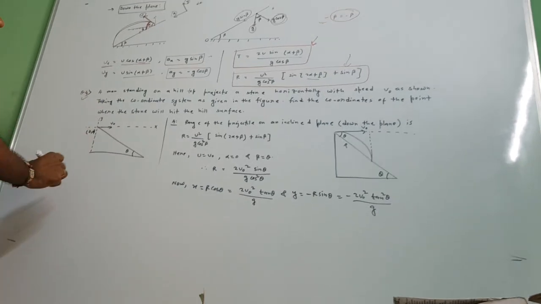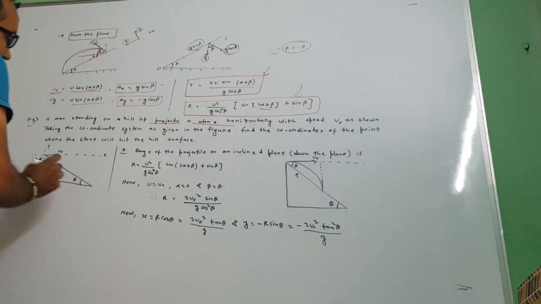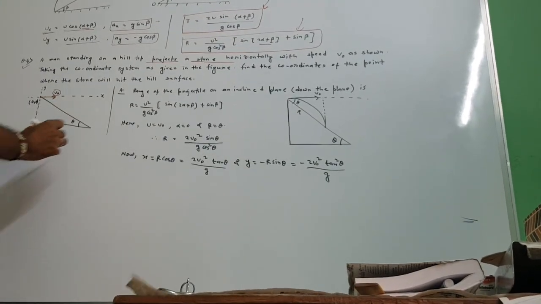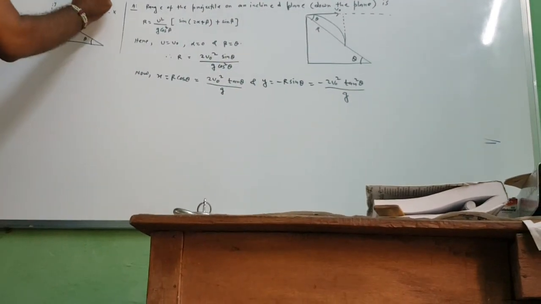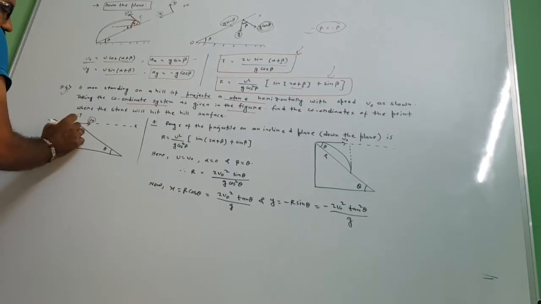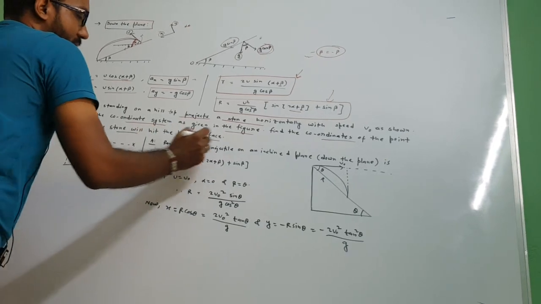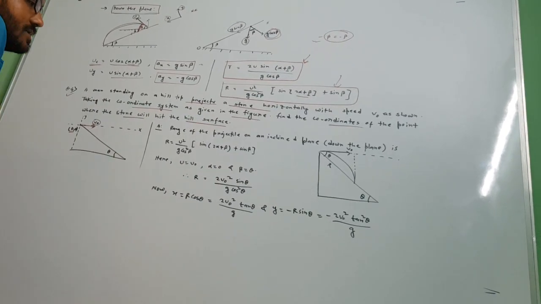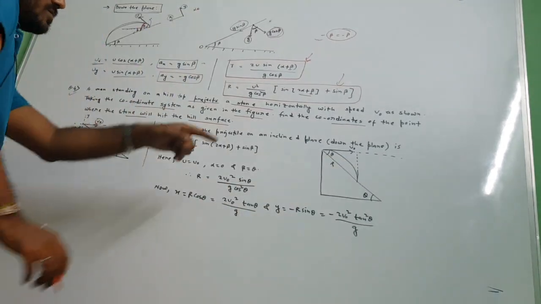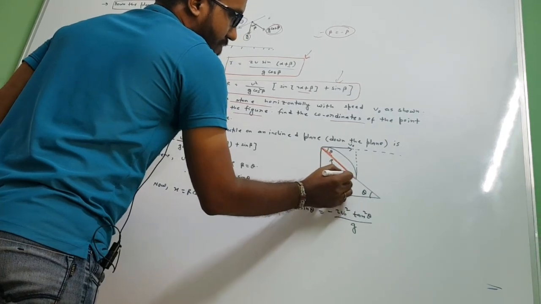Let us see one problem. A man standing on the hilltop projects a stone horizontally with speed v0. The picture is given, so horizontally the velocity is v0 as shown. Taking the coordinate system as given in the figure, the coordinate is 0 0, that means they have taken it as origin. Find the coordinates of the point where the stone will hit the hill surface. So we have redrawn this picture. They ask us to find the range of this projectile.